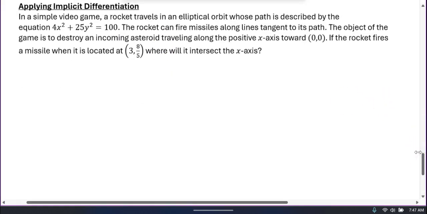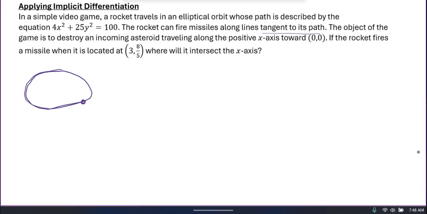The rocket can fire missiles along lines tangent to its path, right? So as the rocket's going around and around and around, let's say it gets right here at this point. If it were to fire a missile, it would come out as a tangent line like that. That's kind of what it's saying. To destroy an incoming asteroid.